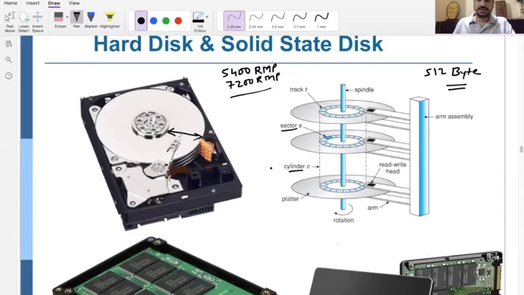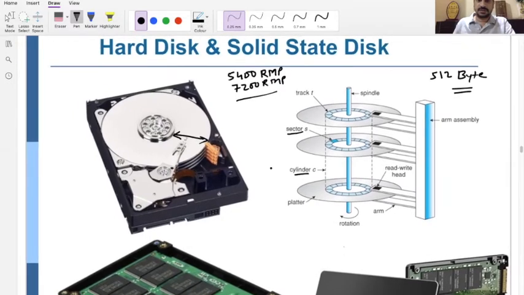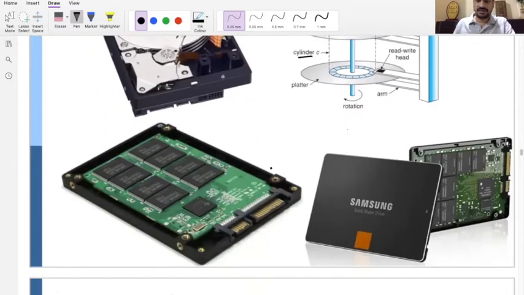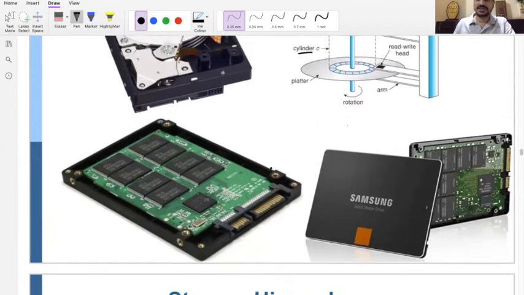But faster than the hard drive we have is the solid state disk. What is this solid state disk? SSD. That is SSD, right? Solid state disk. Now in the solid state disk, there is no mechanical part. It is all electronic. And let me tell you, this SSD is nothing but a combination of flash drives.